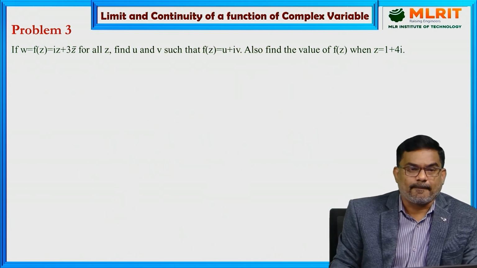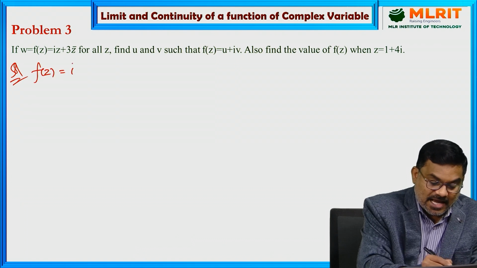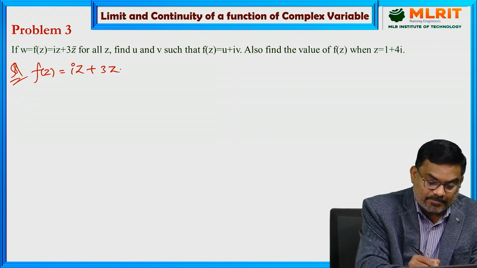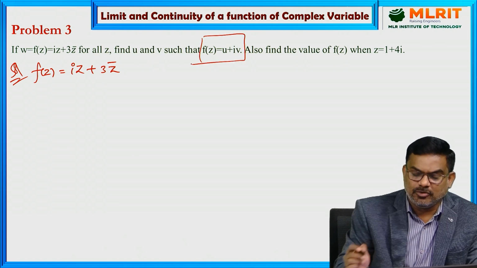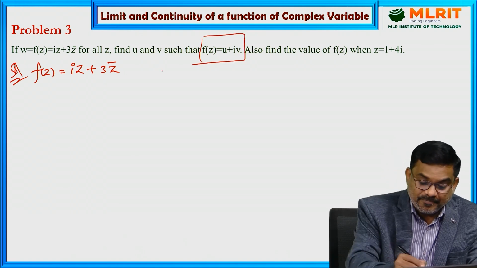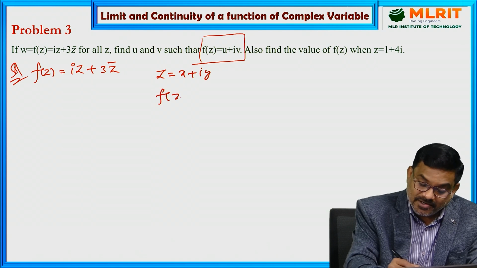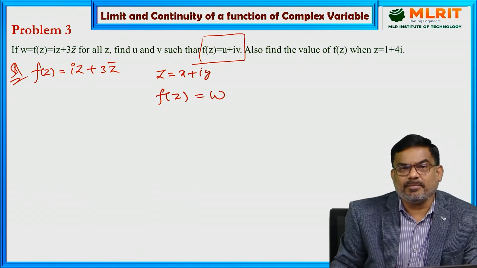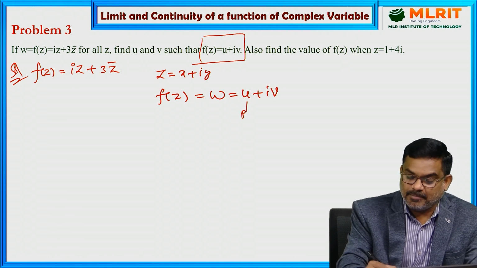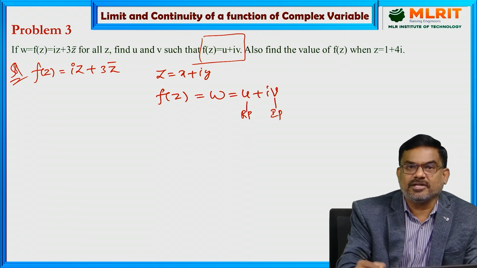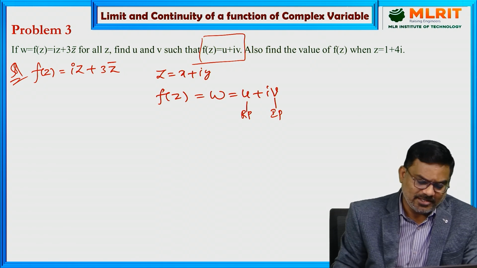Now the third one. The function f of z is defined as iz plus 3z bar. Find u and v such that f of z is u plus iv. So here we know that z is x plus iy and f of z will be denoted by w, which will be in the form of u plus iv, where u is the real part and v is the imaginary part. So we need to find these two real and imaginary parts.